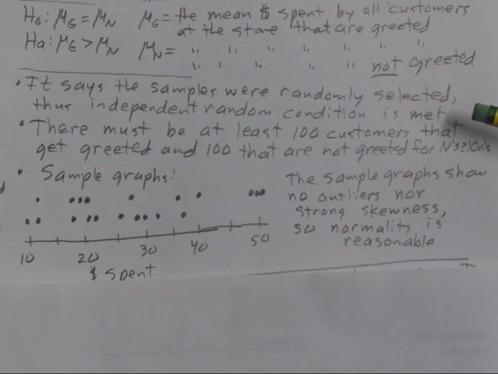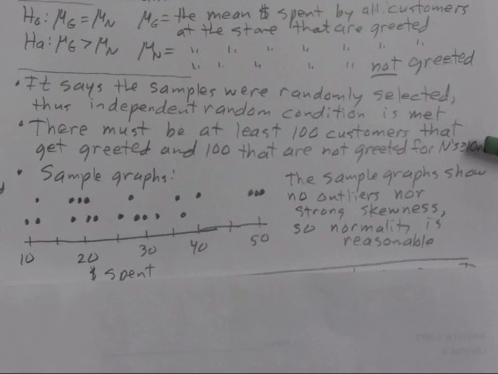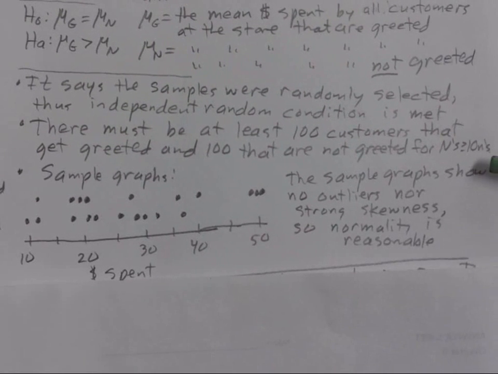Randomness, the same thing. It says they're randomly selected, thus independent, random condition met. There must be at least 100 customers that are greeted and 100 that are not greeted for our population sizes to be at least 10 times our sample sizes, and make sure our formula for standard error works. Now, in this case, our sample sizes are not bigger than 30.